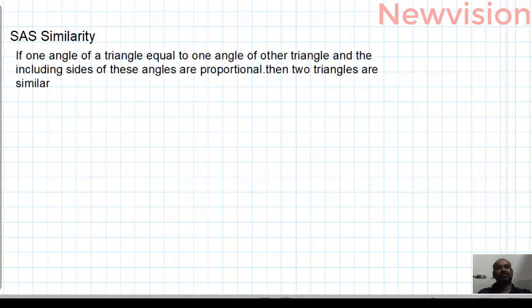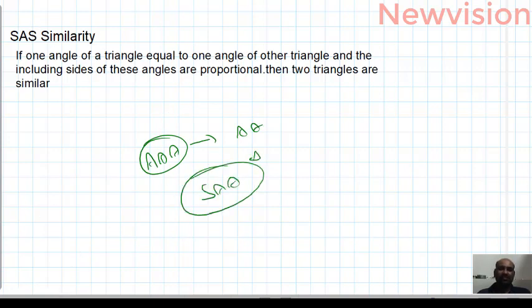Okay students, next are the important similarities. Yesterday I explained AA similarity. Now SAS similarity. The similarity theorems are important, but in the examination they will not ask the theorems, they will ask only problems. But without the concept we can't solve the problem. That's why these theorems are important. The important thing is there is no need to memorize these theorems. Okay, SAS similarity.